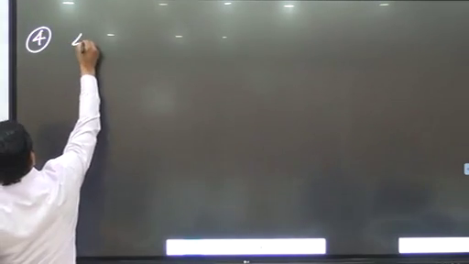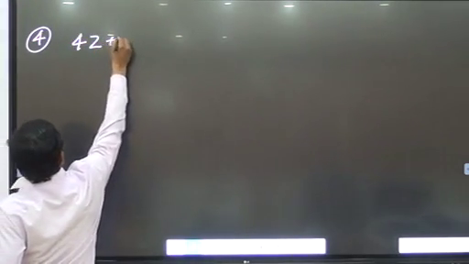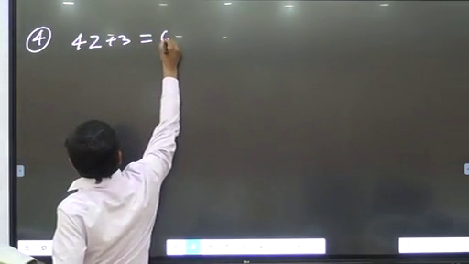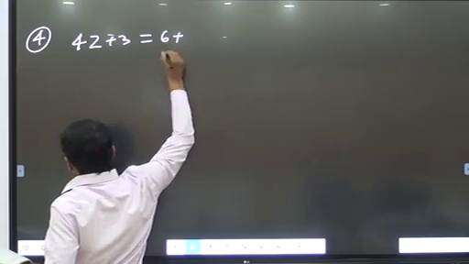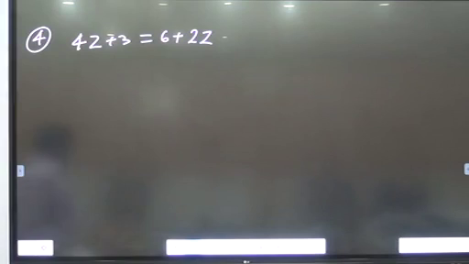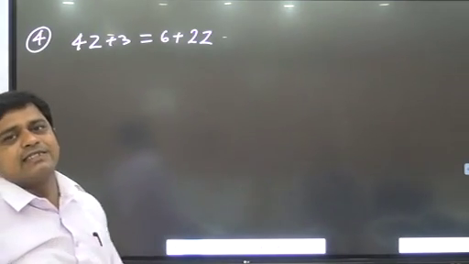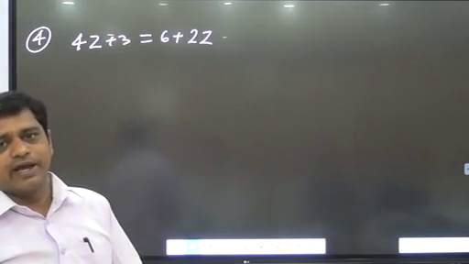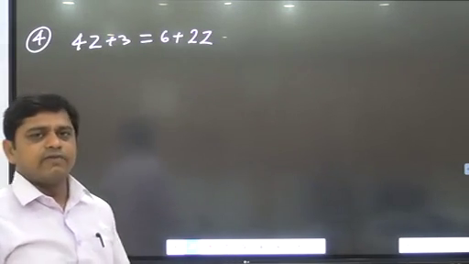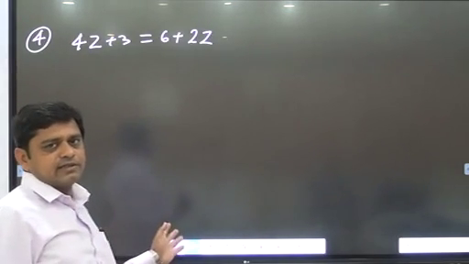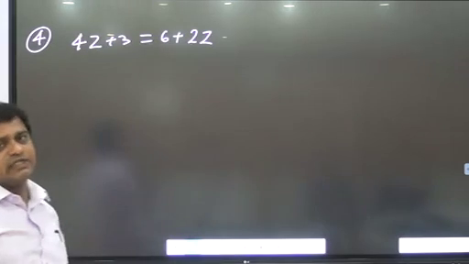Four is 4z plus 3 equal to 6 plus 2z. Don't be confused about the equation because the variable has changed. The variable used is z in place of x. We can use any other variable also: a, b, c, x, y, p, q, whatever. Here x is replaced by z in this equation.